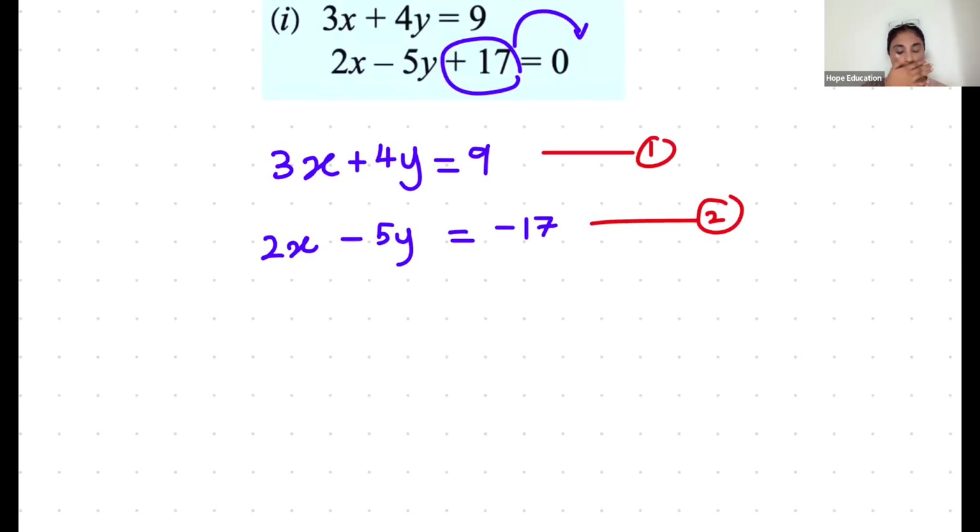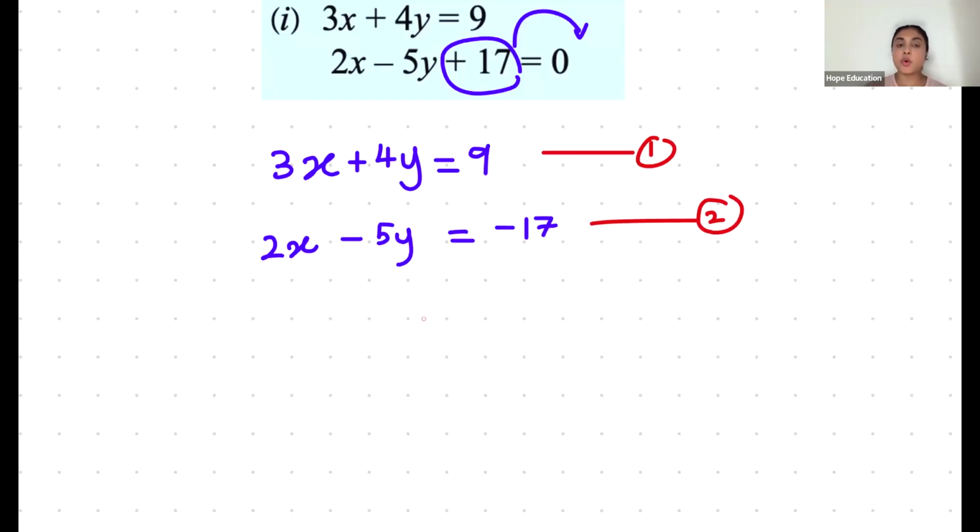First of all, we have to prepare our simultaneous equations according to the right format. Now that we did, the next thing is we have to check if there are any similar or common elements. Are there any similar elements here? Here 3x, here 2x, not similar. Here 4y, here 5y, again not similar.